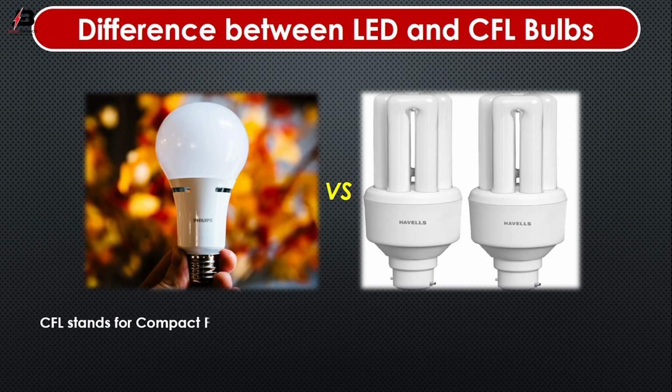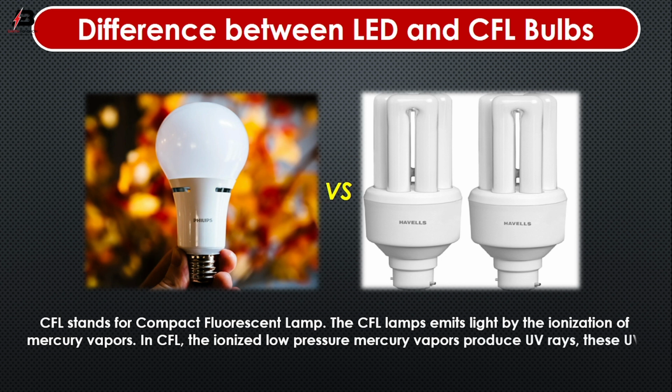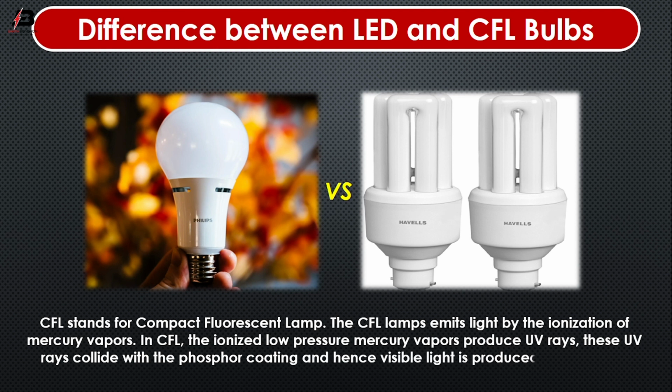CFL stands for compact fluorescent lamp. The CFL lamp emits light by the ionization of mercury vapor. In CFL, the ionized low pressure mercury vapor produces UV rays. The UV rays combine with the phosphor coating and hence visible light is produced by the lamp.